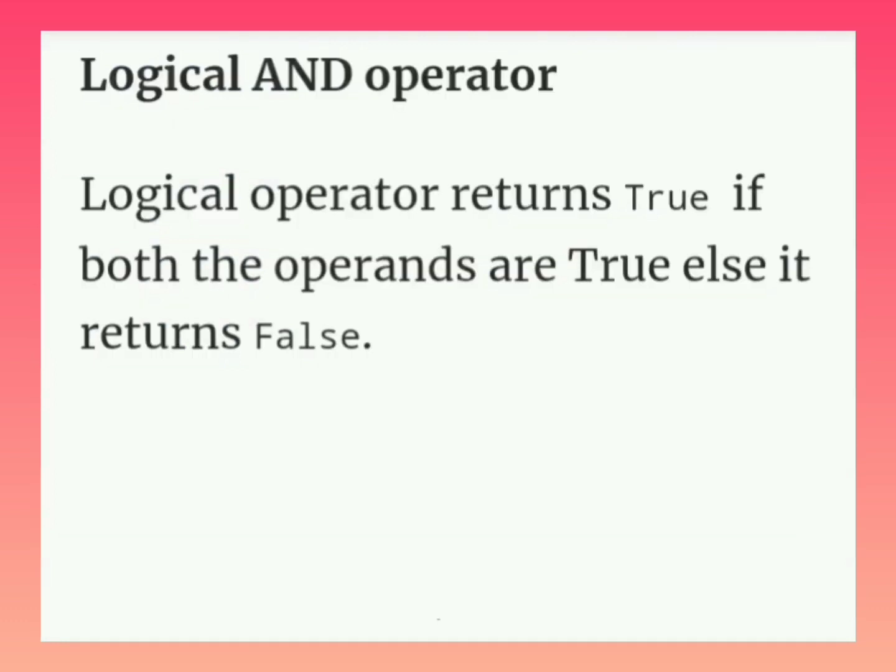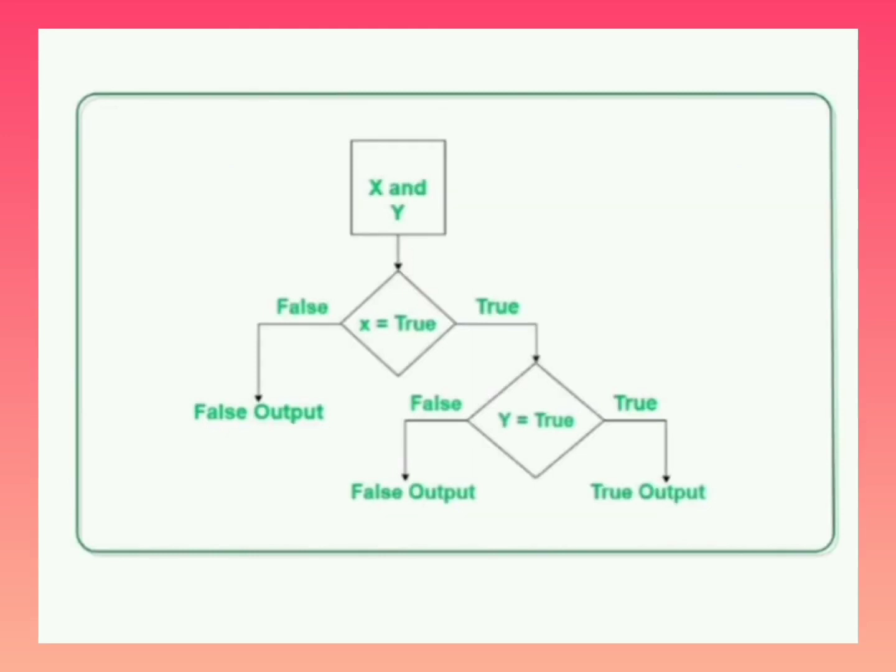Logical and operator. Logical and returns true if both the operands are true, else it returns false. X and y: if x is equal to true, it goes on to check y, and if x is equal to false, it returns output as false. If x is true and y is also true, then it returns output as true. If y is false, it returns output as false.